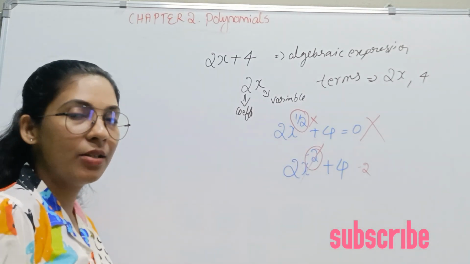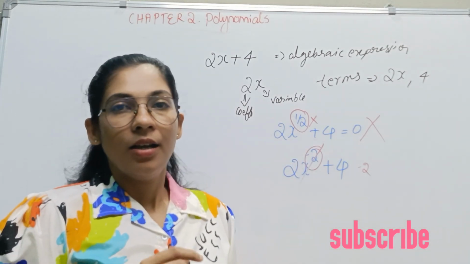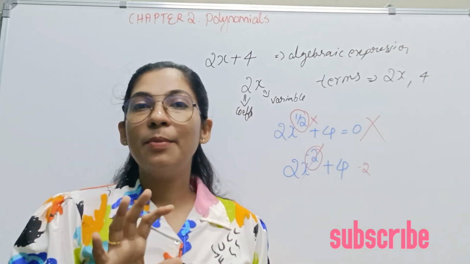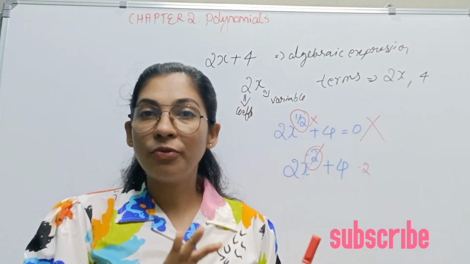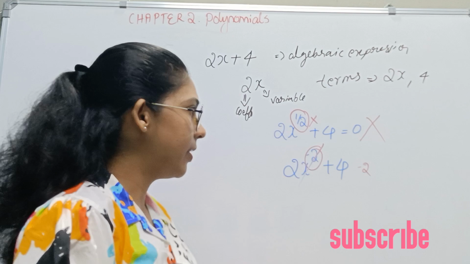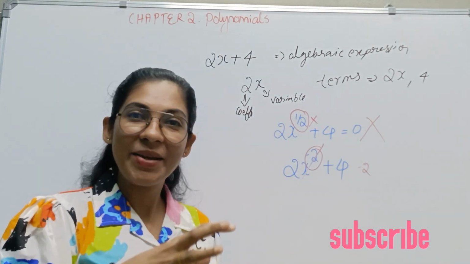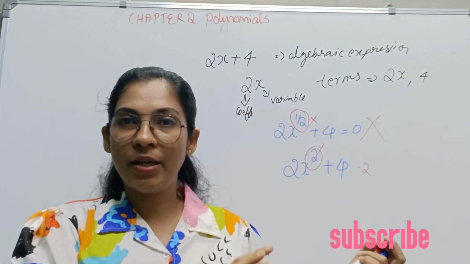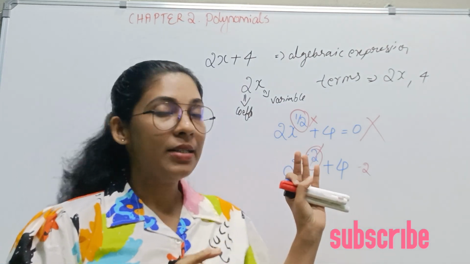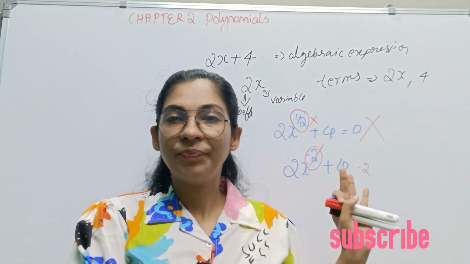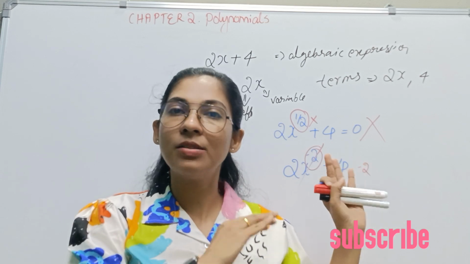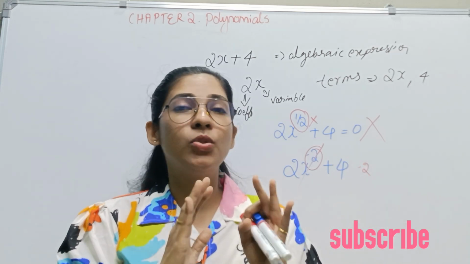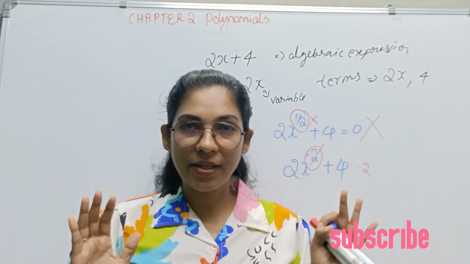So the condition of a polynomial is that the power of the variable of an algebraic expression is always a whole number. If it is 0, no matter. 0 is a whole number, so there is no problem if the power is 0. But if the powers are negative numbers or fractions, then it is not a polynomial. Okay, clear?